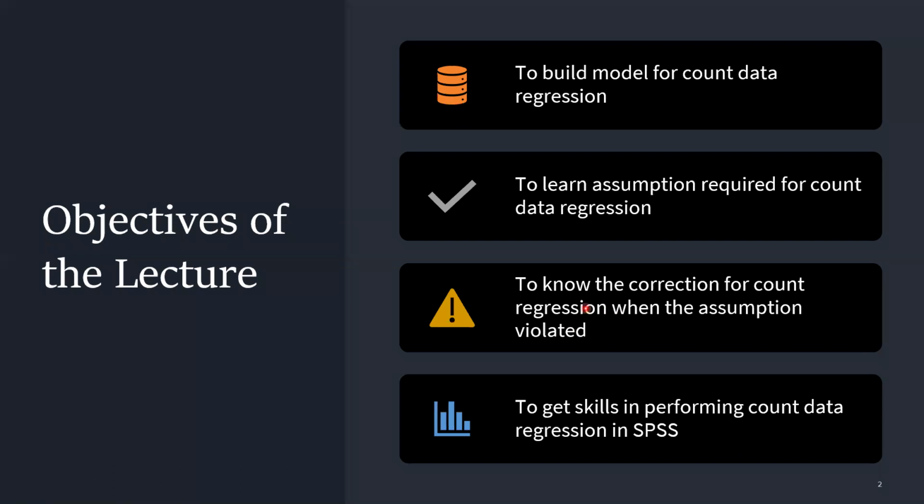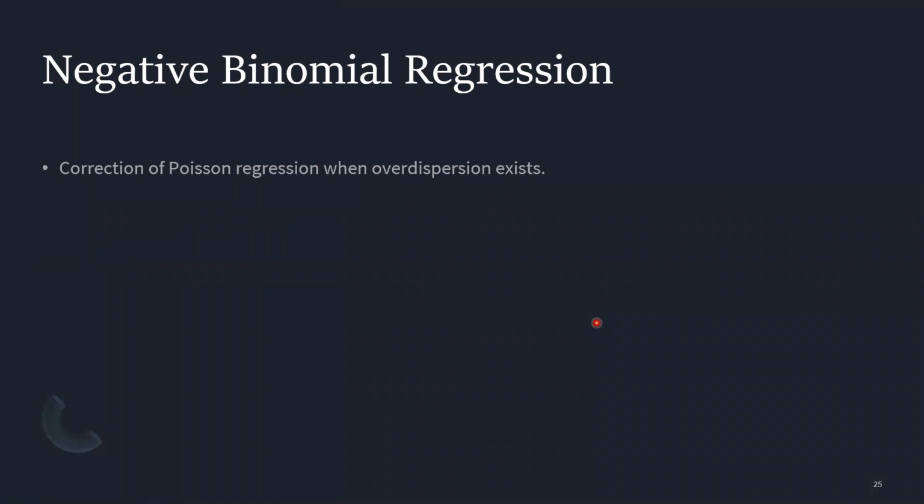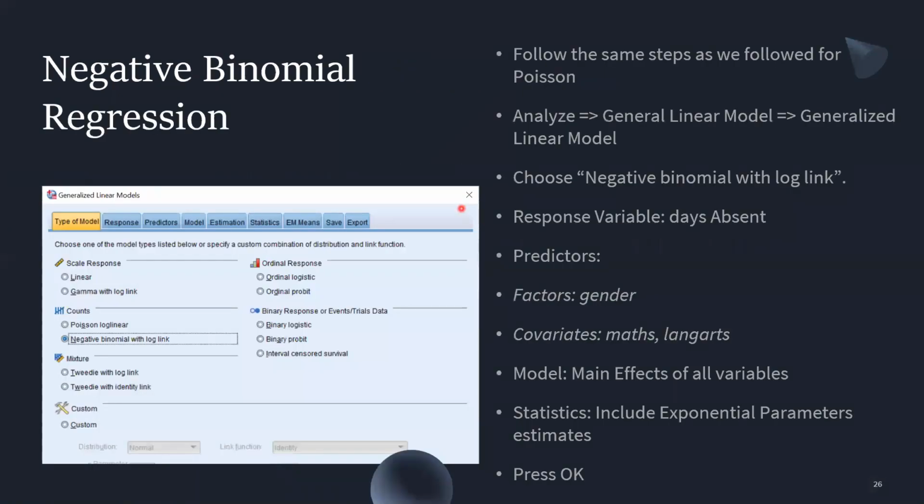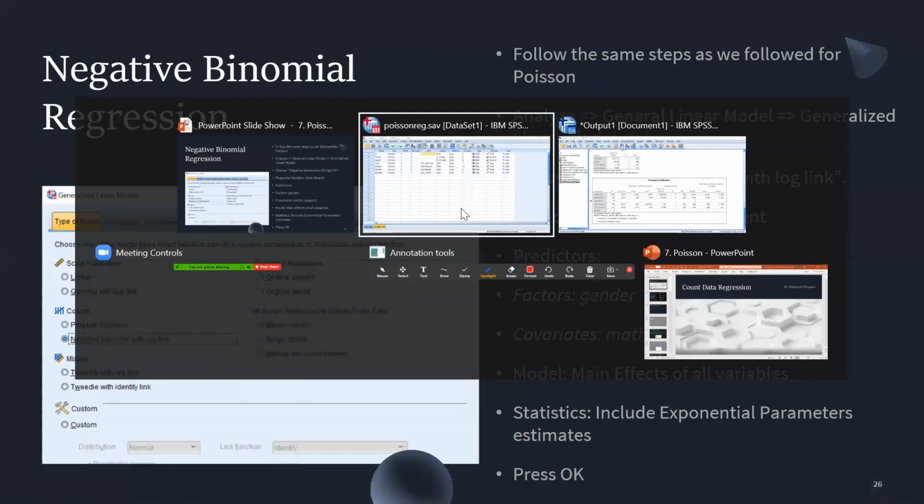But how do we work when we have over dispersed data? So we had one correction, which is the negative binomial distribution. Negative binomial regression actually corrects the Poisson regression when over dispersion exists. So in this video, we are only demonstrating the application of negative binomial distribution in SPSS software.